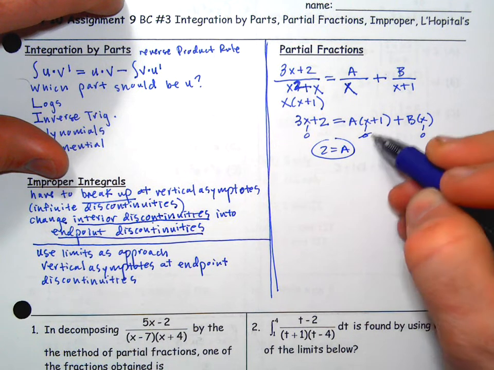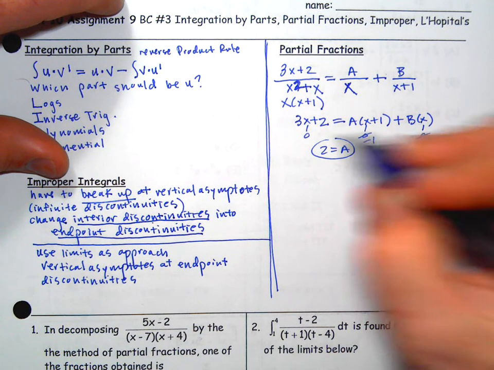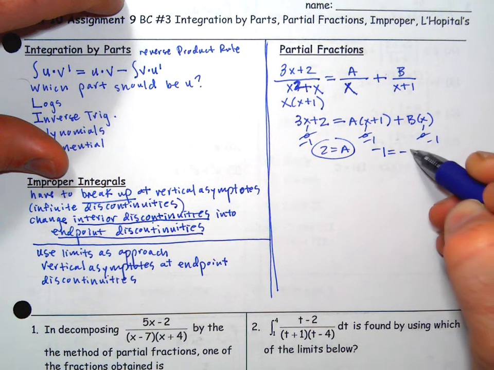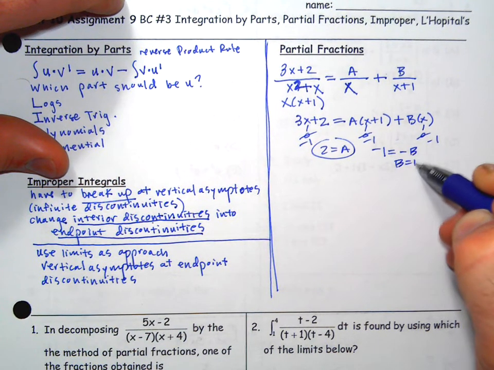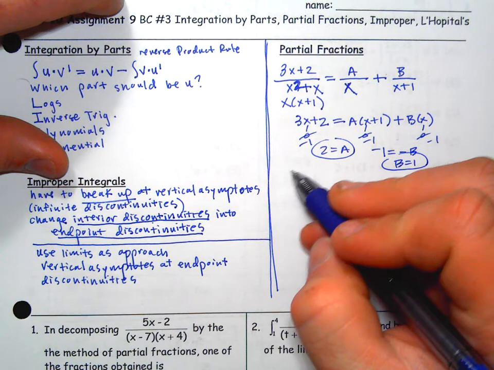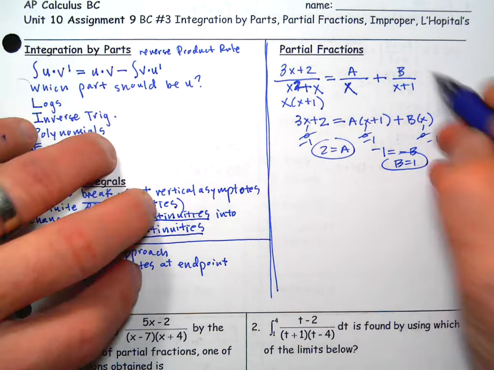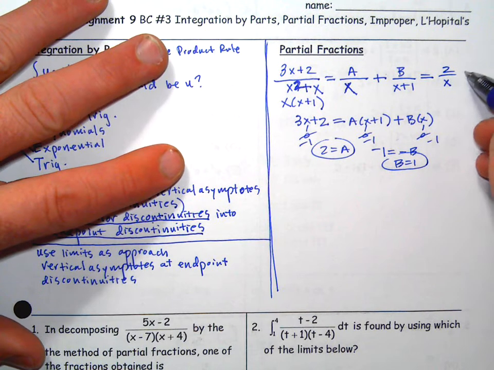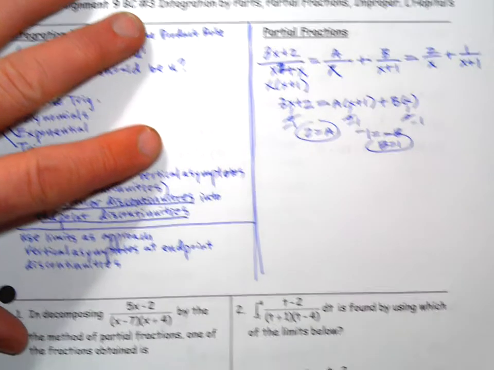Then we could plug a -1 in to make the a go away, and we get -1 equals -b, so b equals 1. And so then these partial fractions end up being 2 over x plus 1 over x plus 1. And then you're able to integrate that.